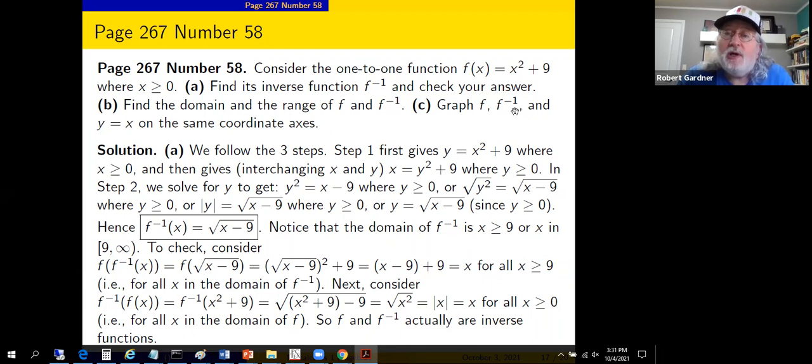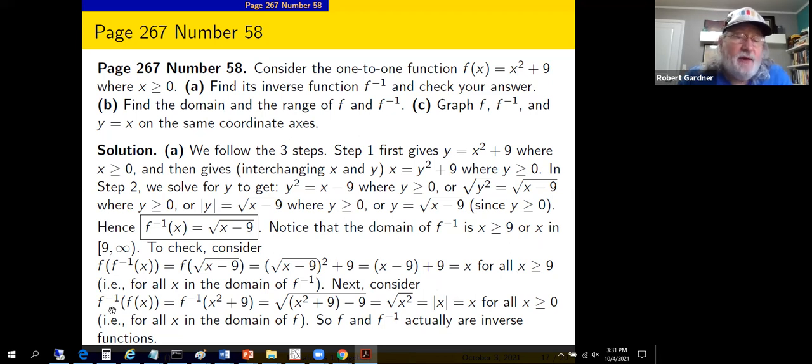The f function squares the input and adds 9, so we'll square the input and add 9. That produces x minus 9 plus 9. Indeed, that equals x. Notice this is only good for x greater than or equal to 9, or else somewhere back here you got square roots of negatives. So that condition must be imposed. It's okay. That's the condition that yields the domain of f inverse. We want f of f inverse of x to equal x on the domain of f inverse, the inner function, and that's what we got.